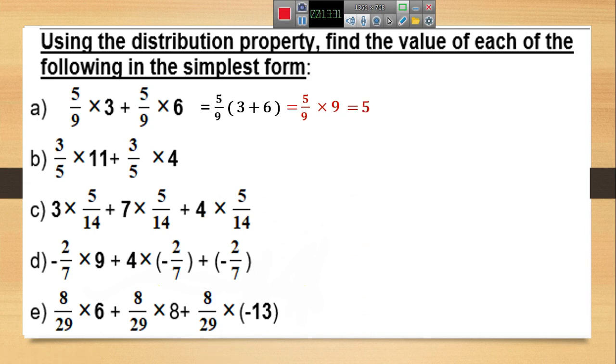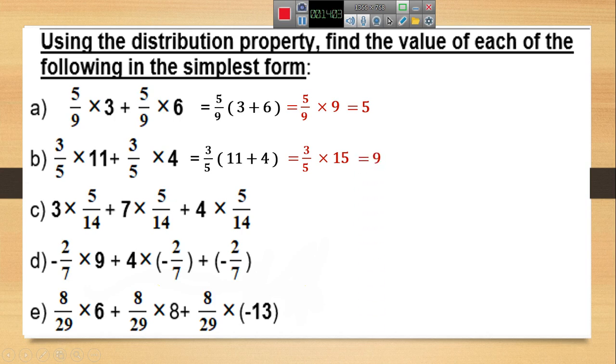Let's solve one more question: 3 over 5 times 11 plus 3 over 5 times 4. We write the repeated fraction 3 over 5 first, open a bracket, and write the numbers 11 and 4 with plus between them. 11 plus 4 equals 15. 15 times 3 over 5 we will get 9.